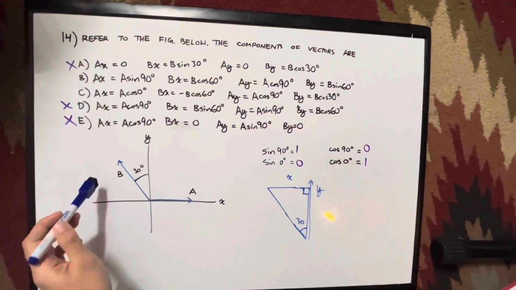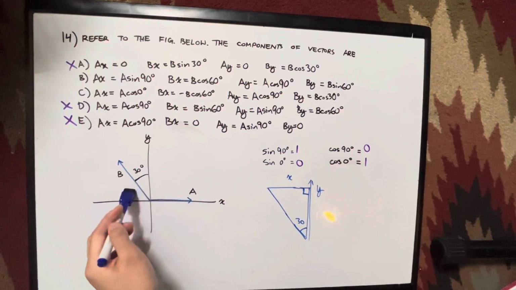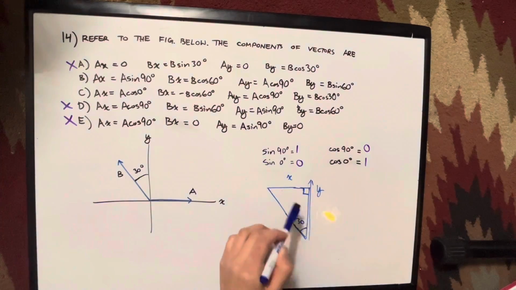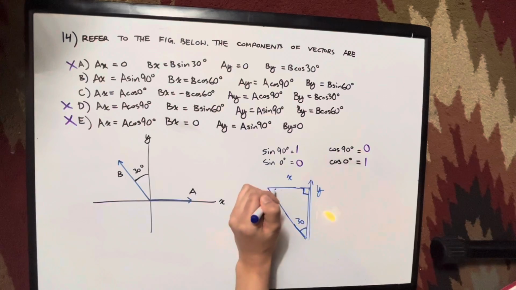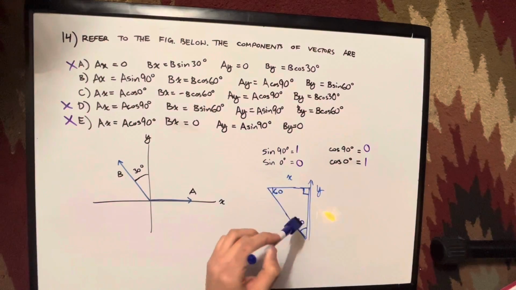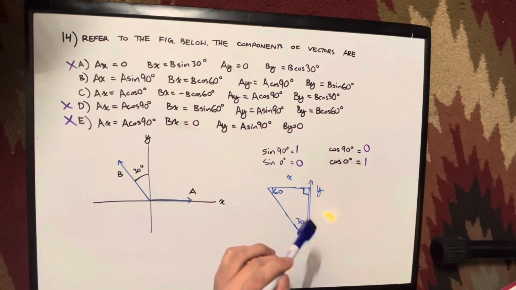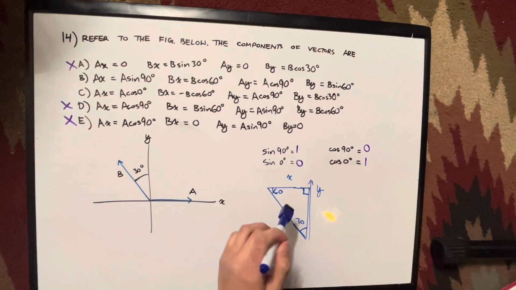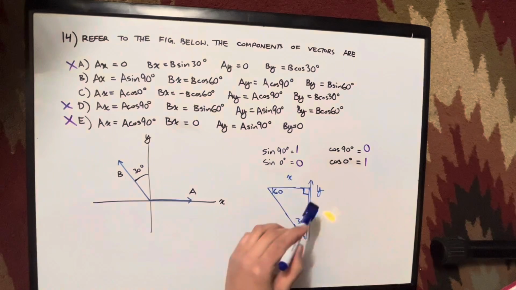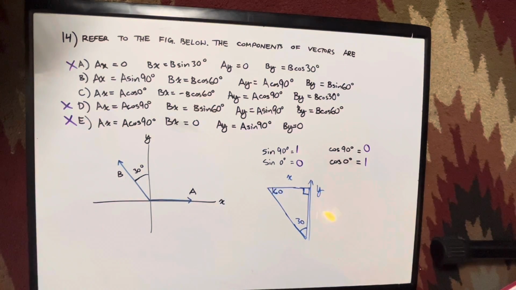So now we take a look at vector B. Well, we know that we have an angle of 30 degrees, so that can be transformed into a triangle, or a 30, 60, 90 degree triangle. And what this tells us is that we can either take the sine or cosine of 30 degrees or 60 degrees in order to find our x or y values.